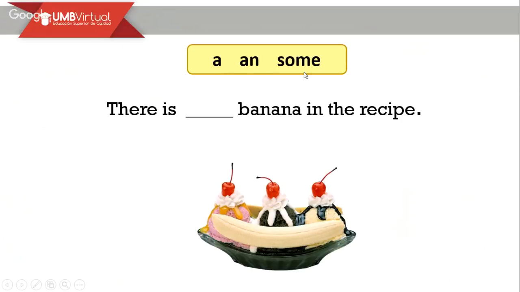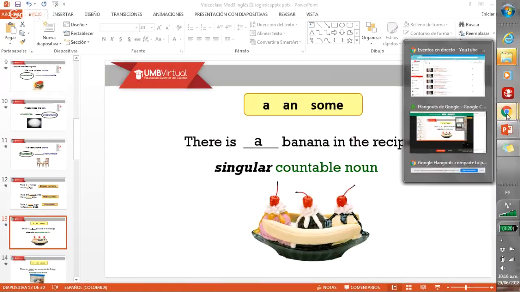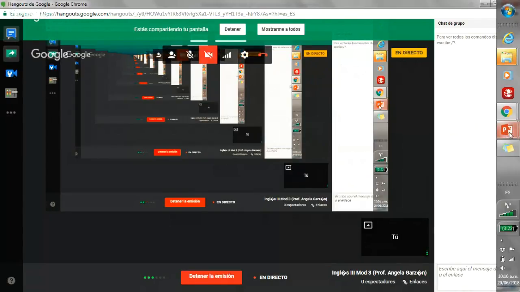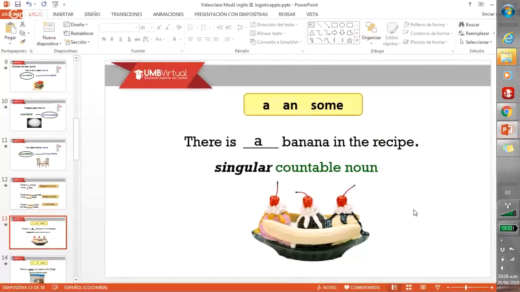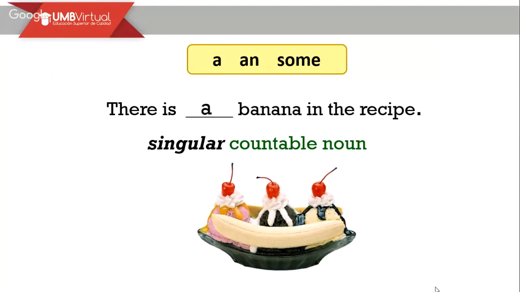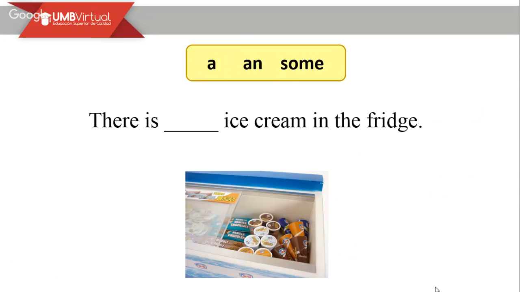There is banana in the recipe. A and some. What do you think is the correct option? Look at this picture and guess it. What do you think? Okay, I'm going to see if any of you are connected. If you're connected, please let me know. You can participate right now. The idea is that you interact with those videos at the moment that I am speaking, so that you are going to be able to answer these questions. So let's continue. What do you think is the correct expression? Banana, okay, because it's singular countable noun, right? Perfect.